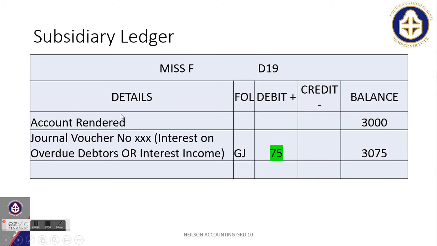In Miss F's individual account in the subsidiary ledger, she owed R3,000. That was the amount outstanding, or the balance on her account, onto which R75 was added through a journal voucher. You would state the journal voucher number and state that it is interest on overdue debtors or interest income, so that her balance now is R3,075.